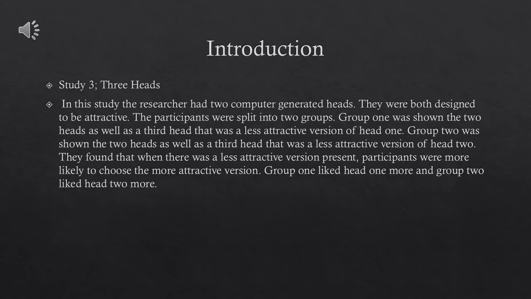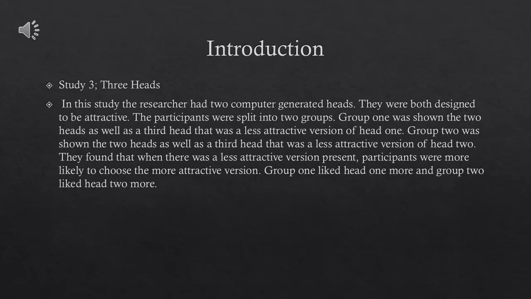So the participants that were gathered were split into 2 different groups. The first group was shown both of the first heads, and then a third head that was a less attractive version of head number 1. And then the same thing was done for group number 2, but instead of the third head being a less attractive version of head number 1, it was a less attractive version of head number 2.